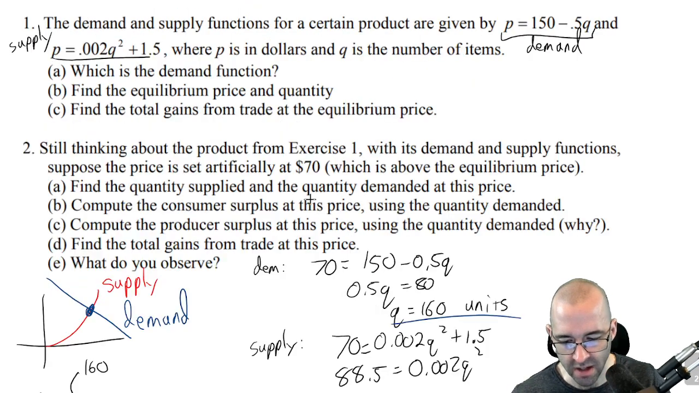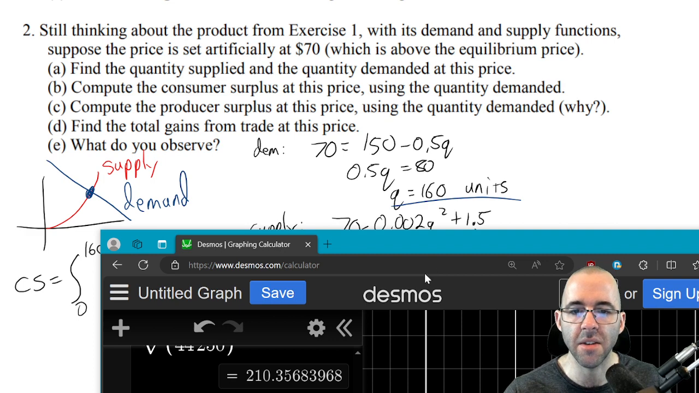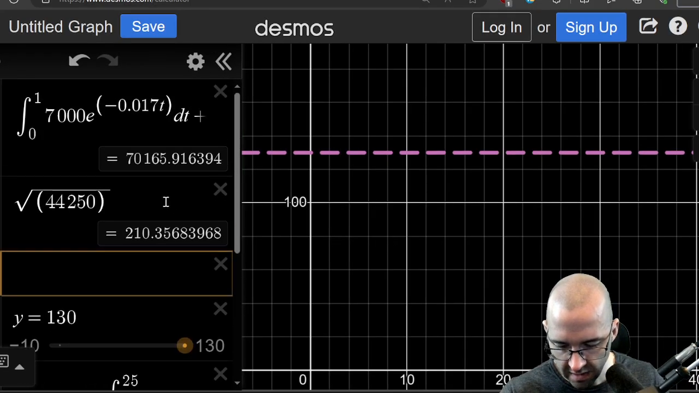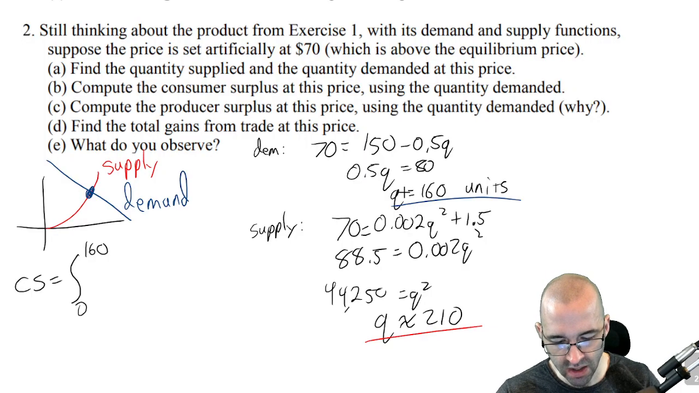Actually a little nervous that I made a mistake with my supply. It really is 1.5 though, right? Let me know if you see a mistake. This almost looks like it should be a perfect square, but I guess it's not. Did I type it in right? Square root of 44,250. Yeah, all right, who knows?